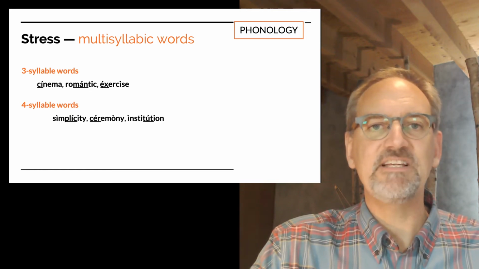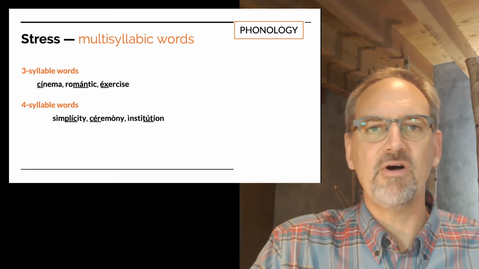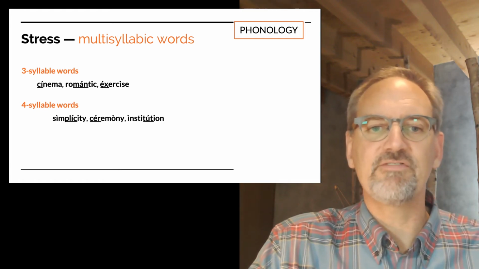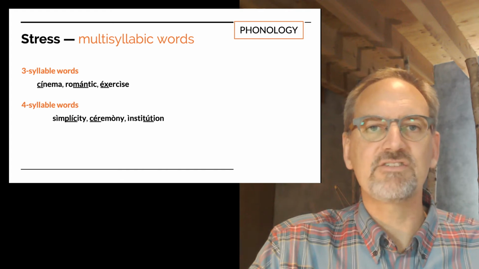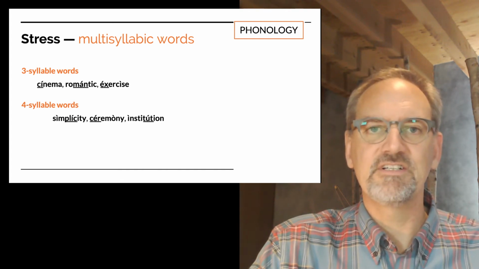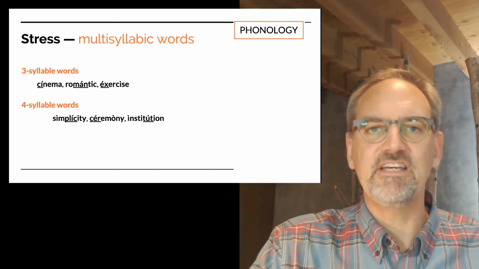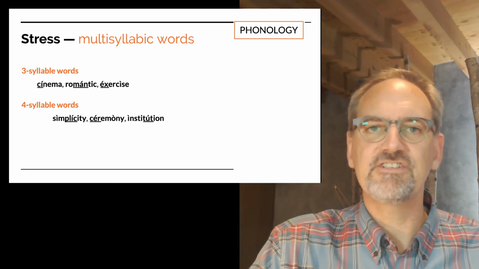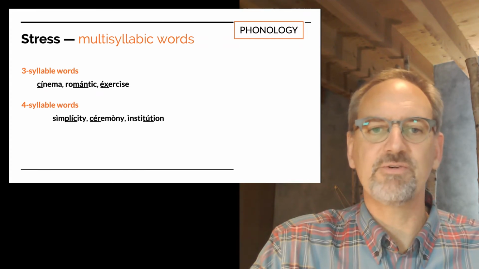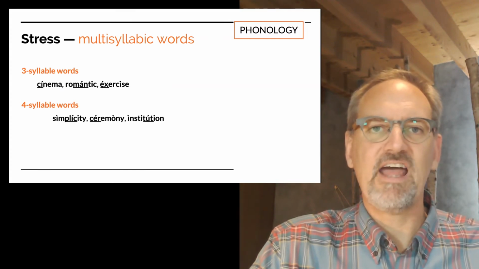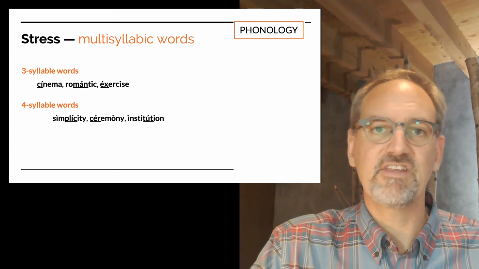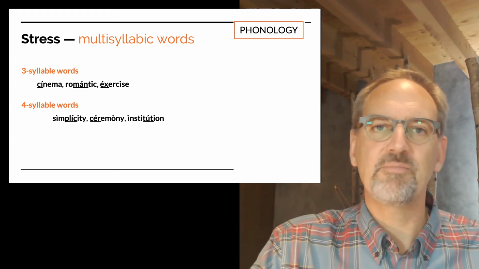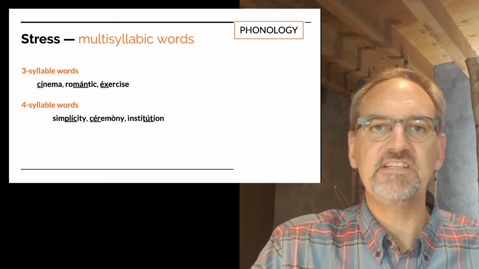Words like simplicity, ceremony, institution. Again, these are three different patterns. Each of them has two stressed syllables, but it's a different syllable in each one of them. In simplicity, it's the first and third syllables that have stress. The first syllable has secondary stress, the weaker stress. The third syllable, lis, has primary stress, simplicity.